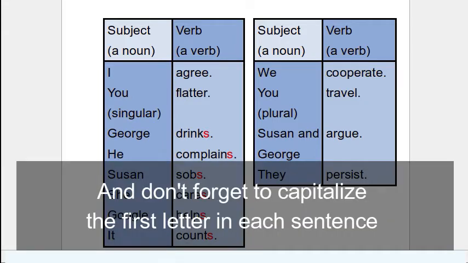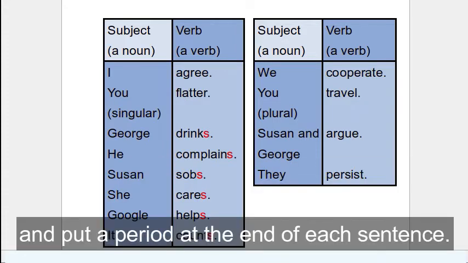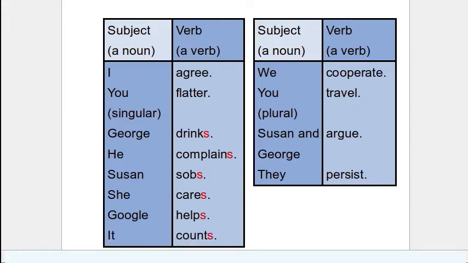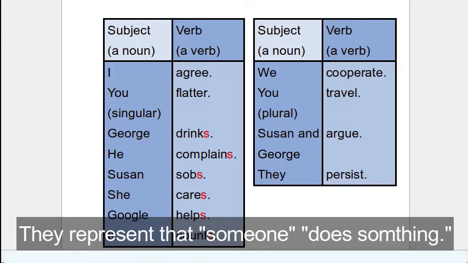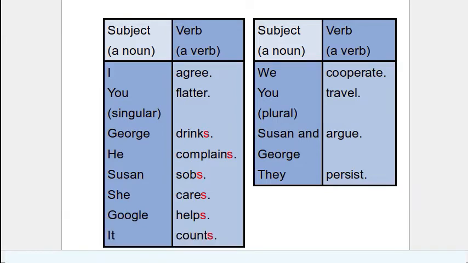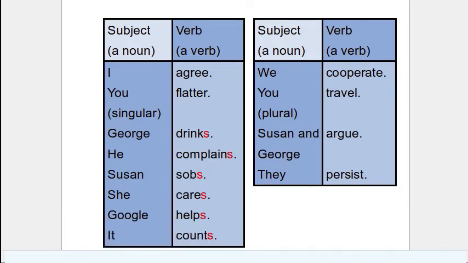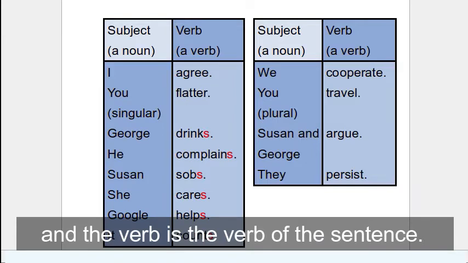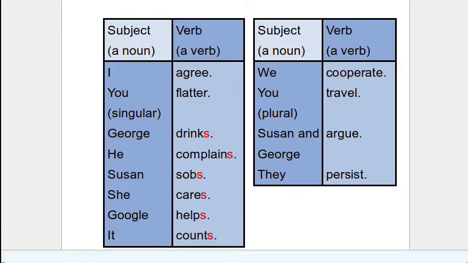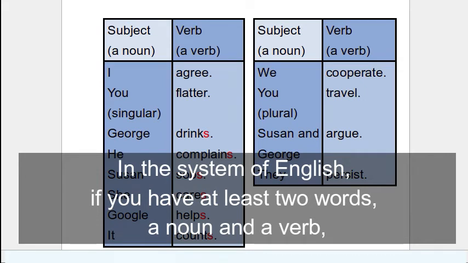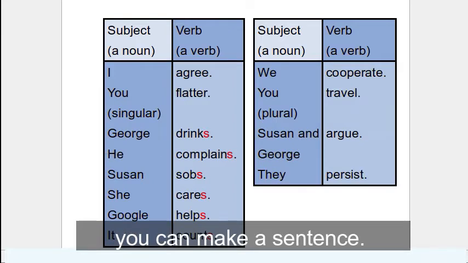And don't forget to capitalize the first letter in each sentence and put a period at the end of each sentence. Look at the sentences now. They represent that someone does something. The someone is the subject of a sentence, and the verb is the verb of the sentence. In the system of English, if you have at least two words, a noun and a verb, you can make a sentence.